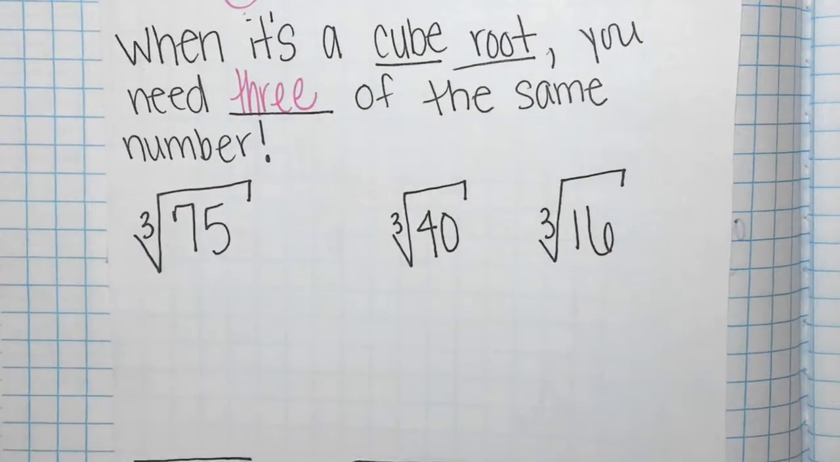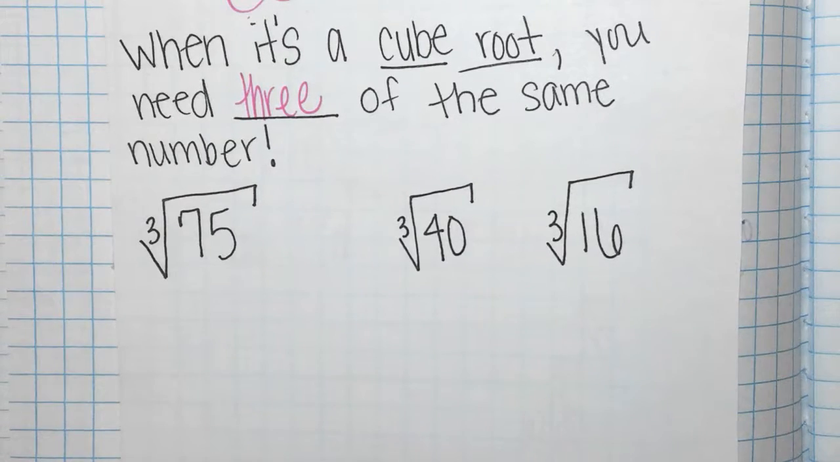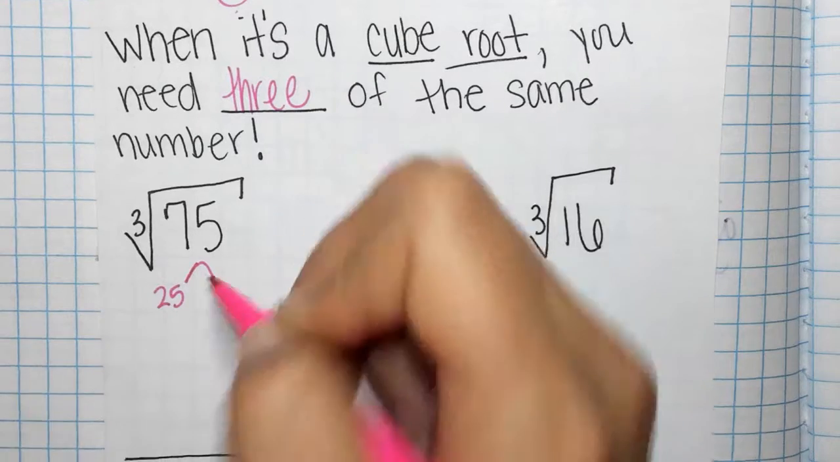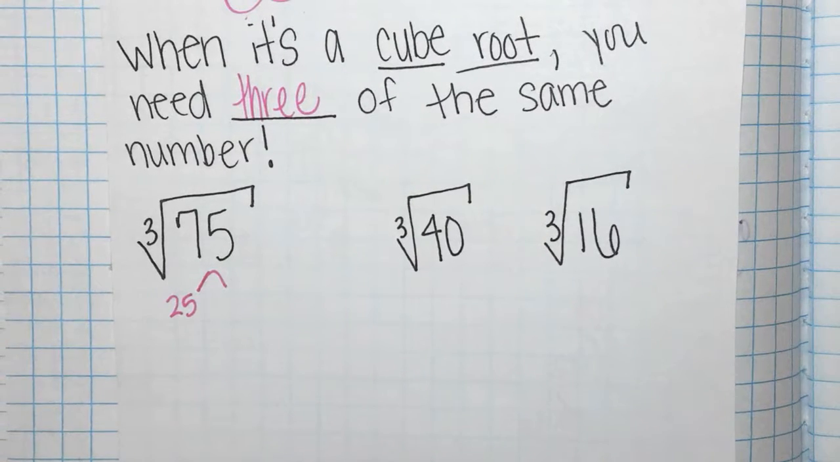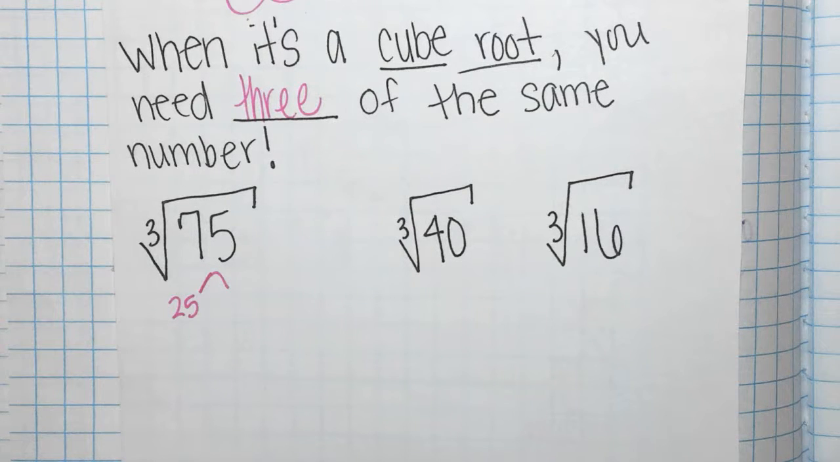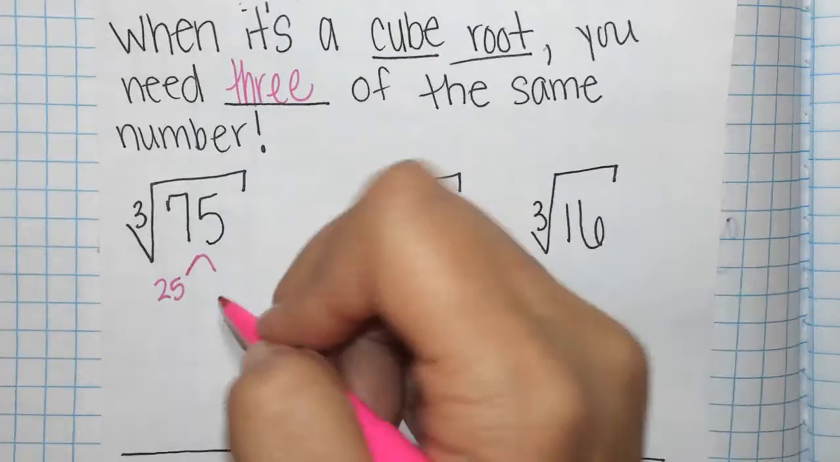Now, what number do we know goes into 75? 25. Okay, 25 times what? 33. Are you sure? No. Do 75 divided by 25. Tell me what you get. You get 3. Yeah, 3. Okay, I'm just making sure.